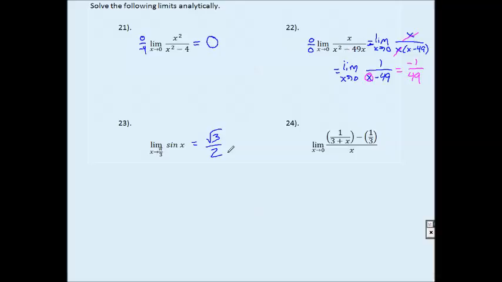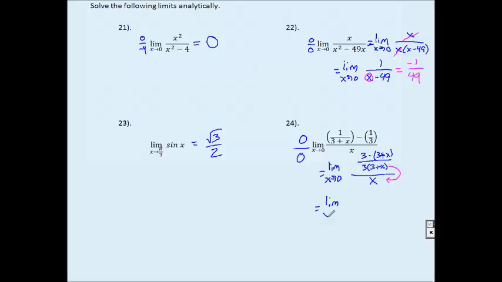And 24, if I plug in, I'm going to get 1/3 minus 1/3, which is 0, on both the top and the bottom now. So, what I need to try to do is to make a common denominator. So, on top, my common denominator is going to be 3 times the quantity 3 plus x. To get that, I need to multiply the first one by 3, and the second one by 3 plus x. All that is over x. Now remember, because I have a denominator in the numerator, I can kind of shift that downward.